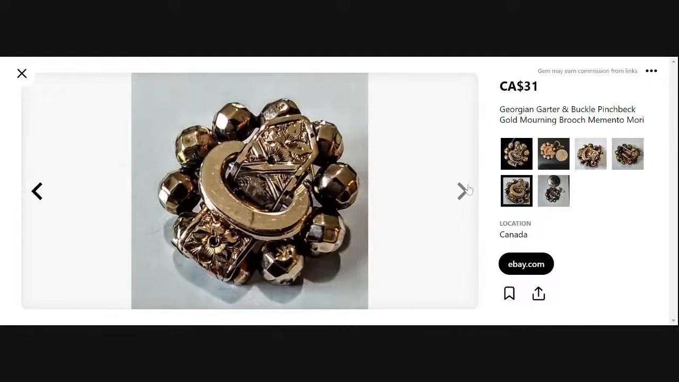So for $31 with its lovely work, I'd say that's not a bad gamble. And this one is available on eBay. And I'm going to just quickly click on eBay so that I can give you the information for the seller in case you are interested in finding this one for yourself. Here we are.